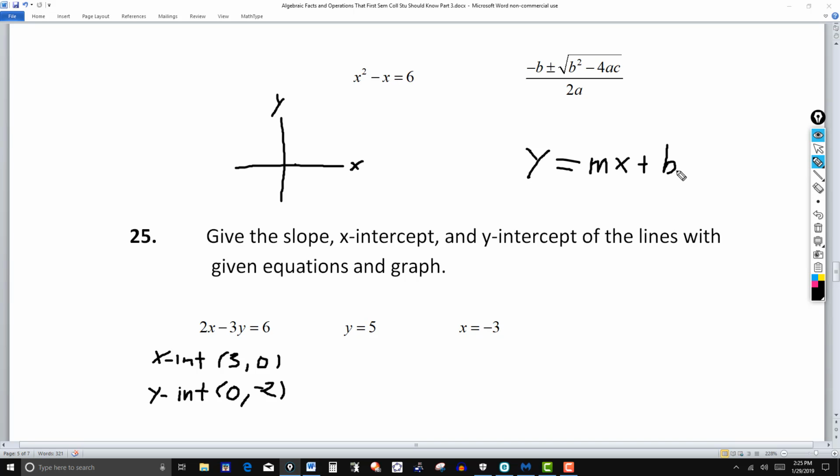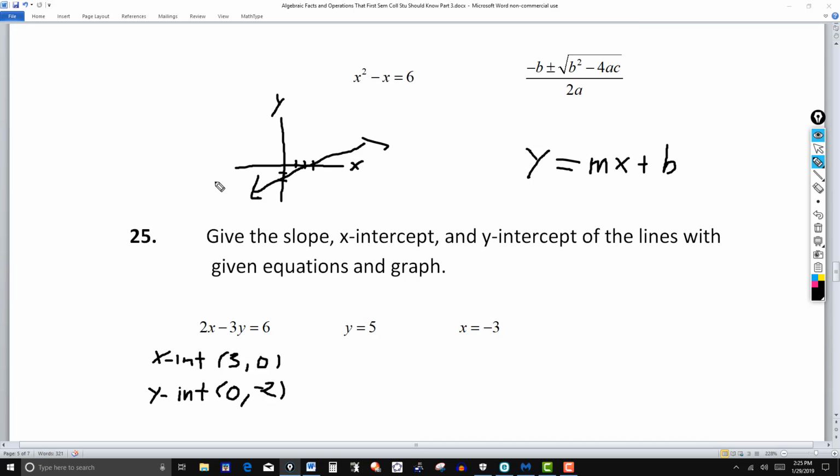Okay, then for your graph, 2 points determine the line. So just plot the intercepts. So 3, 0 is your x-intercept, and 0, negative 2 is your y-intercept. So the line passes through those 2 points.